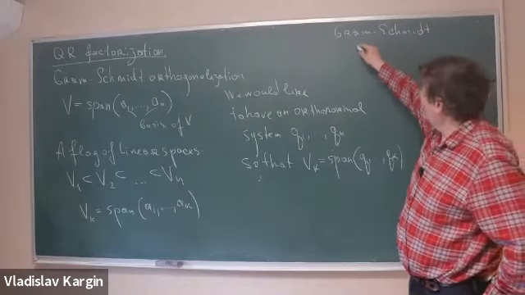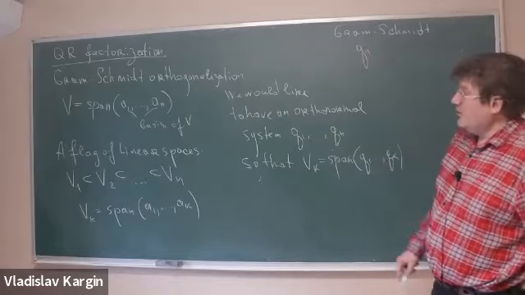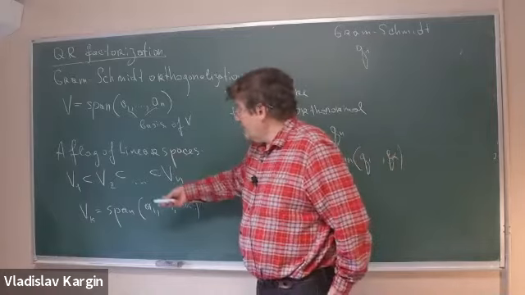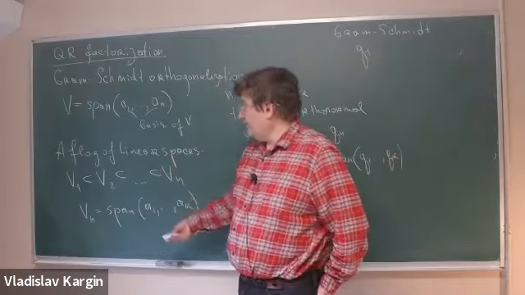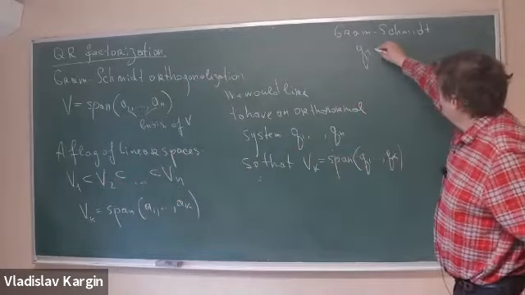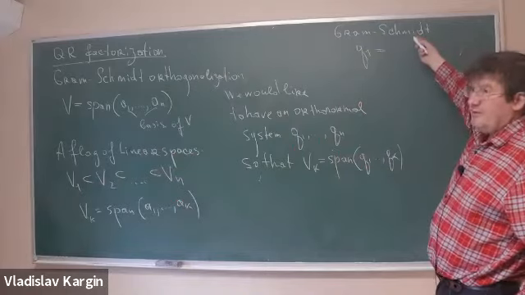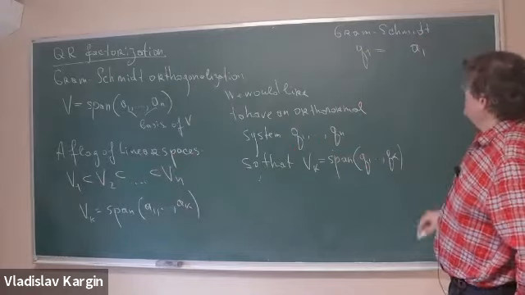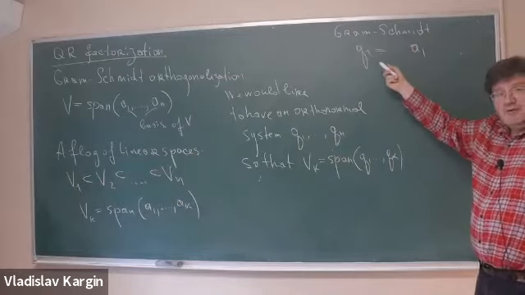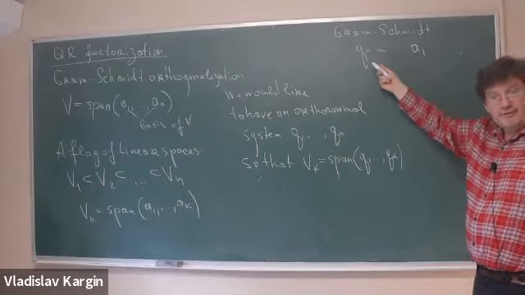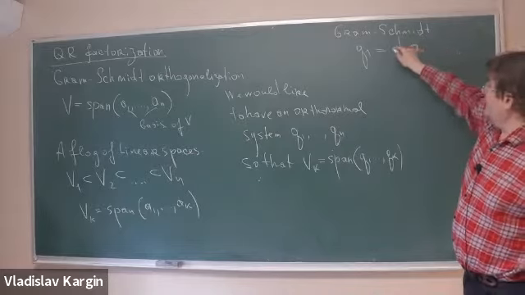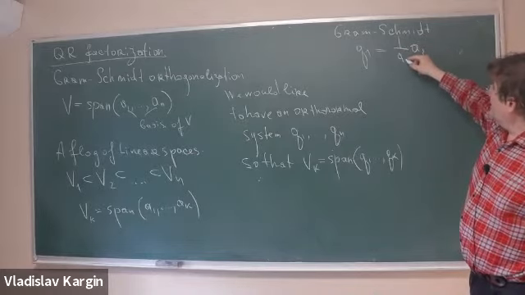So how can you build it? You start with building Q1. This should be proportional to A1, because it's a basis for V1, and V1 is spanned by A1. So Q1 is equal to A1 with some coefficient. Now you need to choose the coefficient, and Q1 should have length 1, since it's the first element of the orthonormal basis. So you just need to divide A1 by the length of A1.